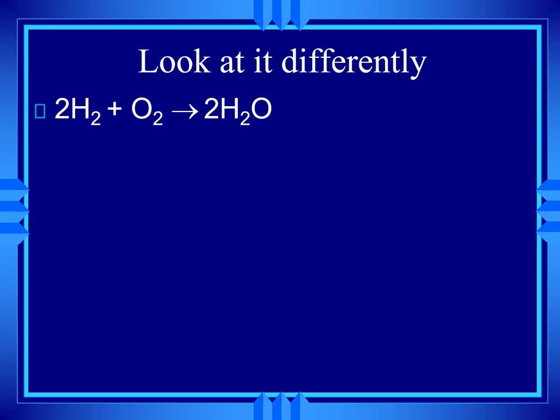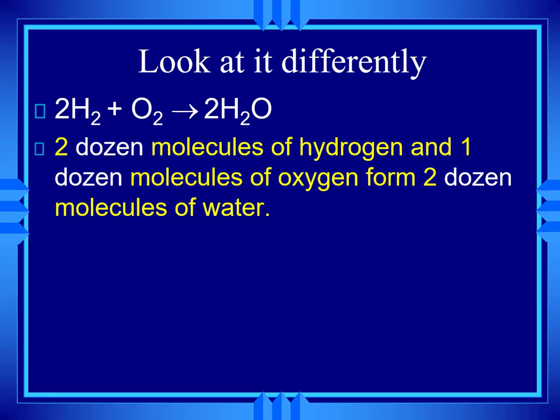Okay, there's our equation. And we said 2 molecules of hydrogen and 1 molecule of oxygen make 2 molecules of water, right? Would 24 molecules of hydrogen and 12 molecules of oxygen form 24 molecules of water? I just do it 12 times, right? What if I did it a bigger number of times? What if I did it 1,000,000 times? Would 2,000,000 molecules of hydrogen and 1,000,000 molecules of oxygen make 2,000,000 molecules of water? It's ratios. Well, let's talk about a really big number.